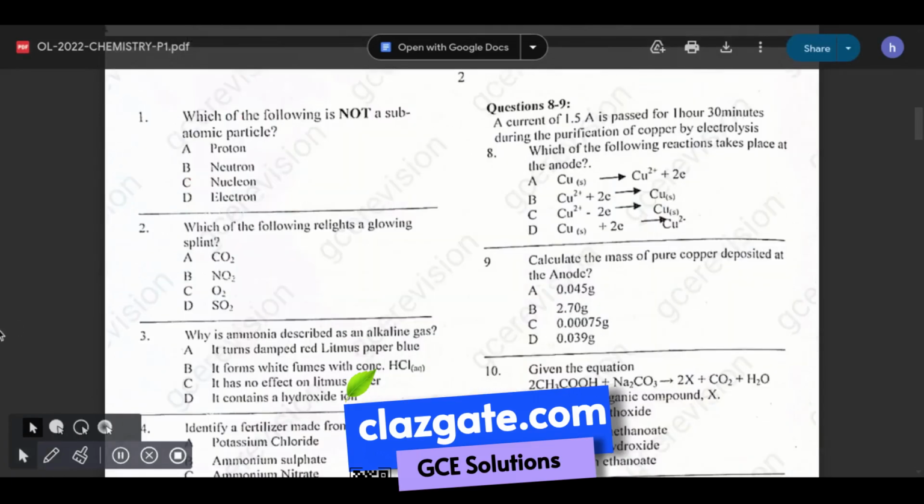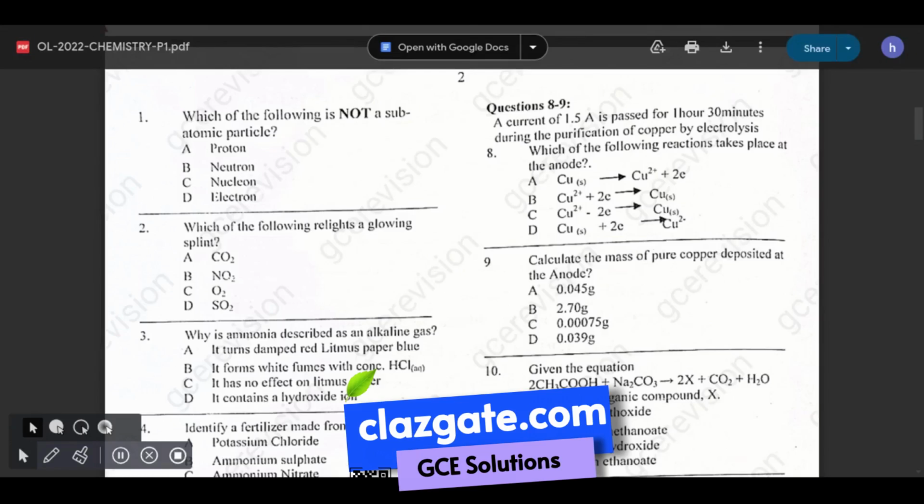Question number 8. A current of 1.5 ampere is passed for 1.5 hours, that's 1 hour 30 minutes, during the purification of copper by electrolysis. Which of the following reactions takes place at the anode? So this is the reasoning behind the question. The question asks about the reaction taking place at the anode during electrolysis.